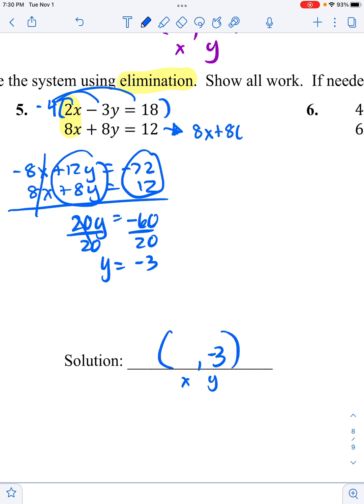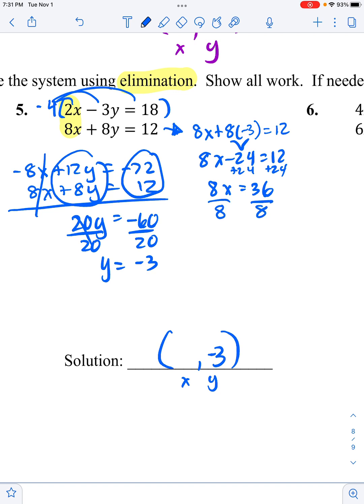8x plus 8 times the y that I just got has to equal 12. So that's going to turn into -24, multiplying these two. I'm going to add that 24 to the other side. And when I do that, I'm going to have a 36. And so then I can get my answer. I actually do get a decimal for that one. When I divide the 8, I get 4.5. It can happen that you get a decimal or a fraction, or however you want to write your answer.